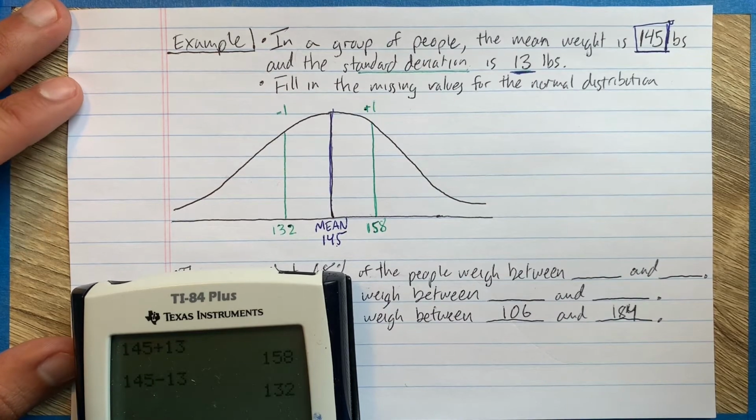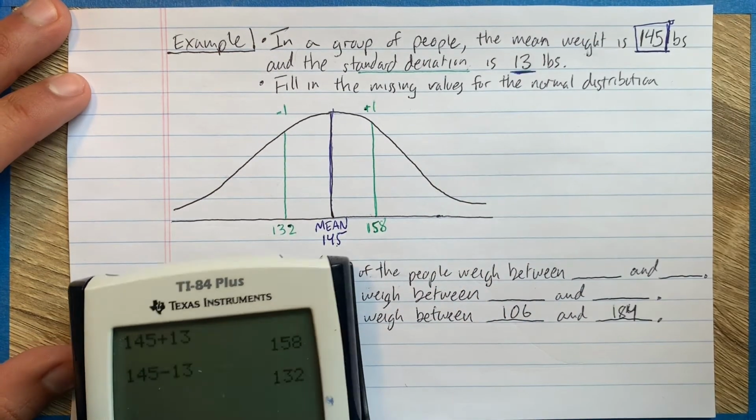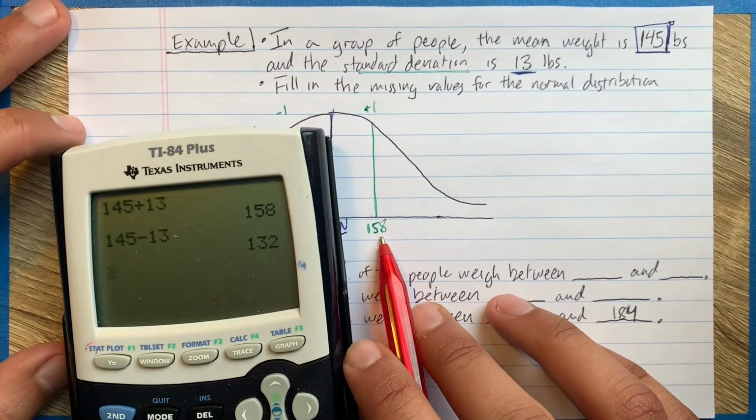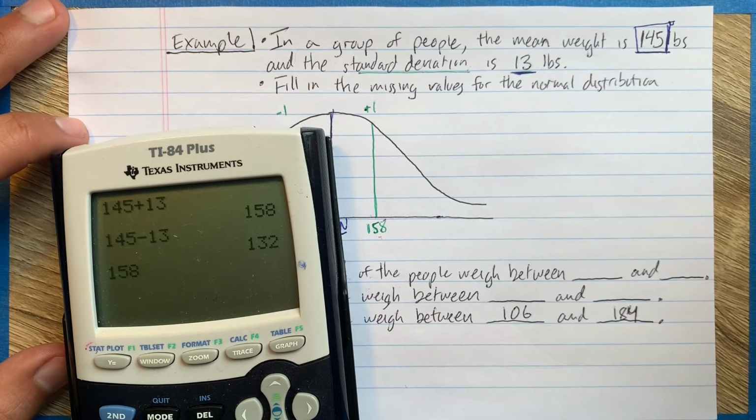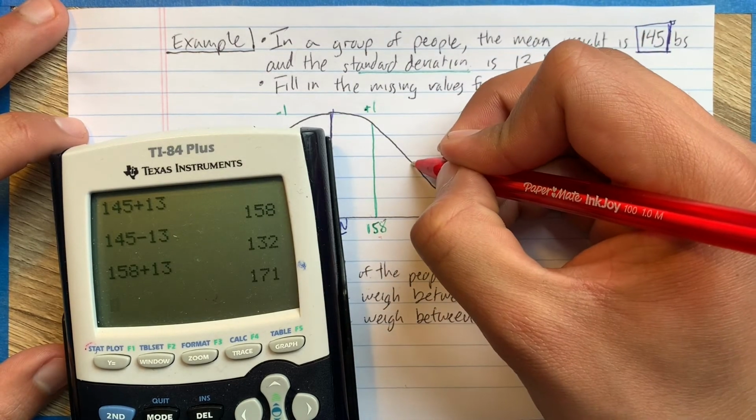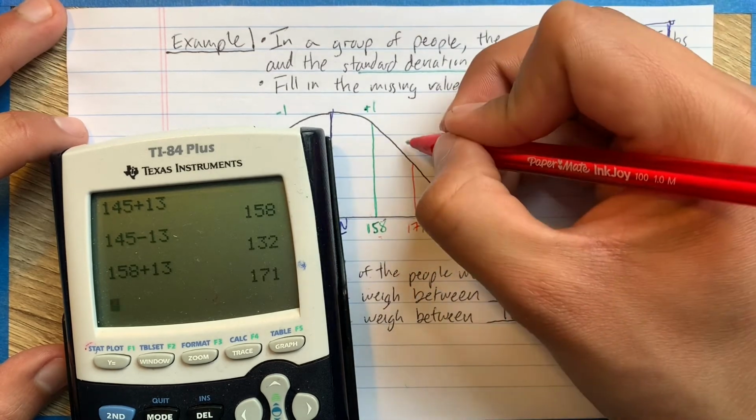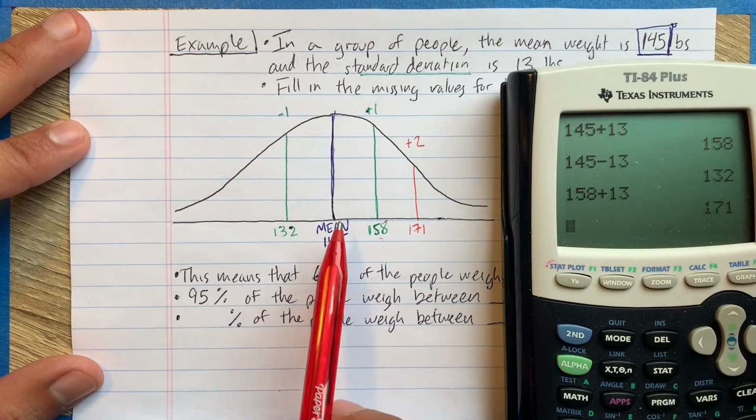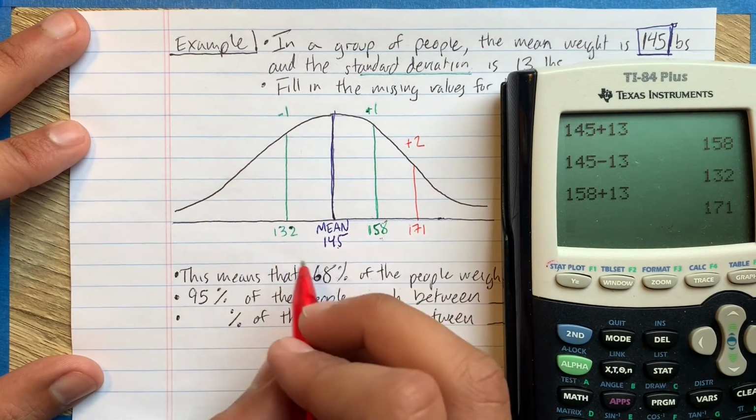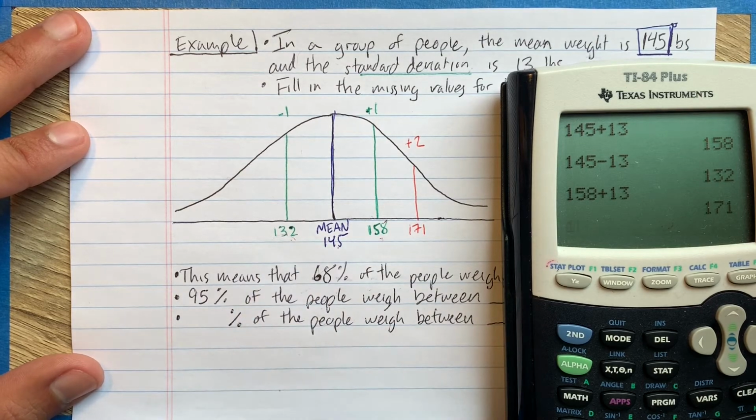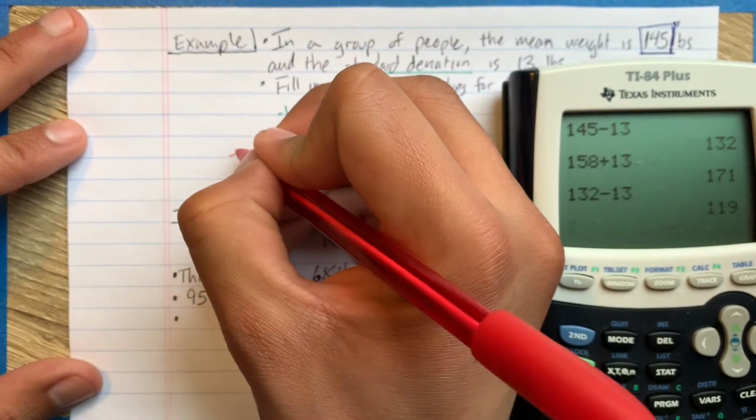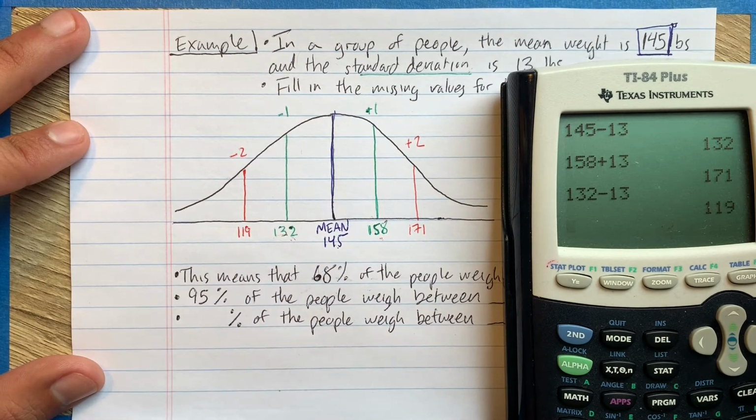Let's go ahead and plot our second standard deviation. To do that, we just add another 13 pounds to the first standard deviation. So 158 plus 13 gives us 171. This is now 2 standard deviations away from the mean. If we can go above, we can also go below. So I'm going to subtract 13 from 132, and I get 119. This is now 2 standard deviations below the mean.